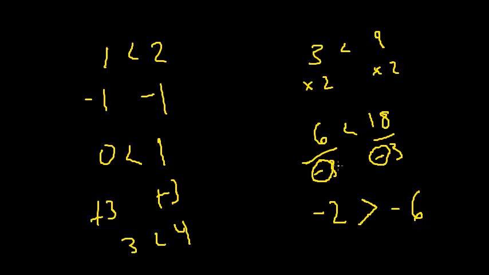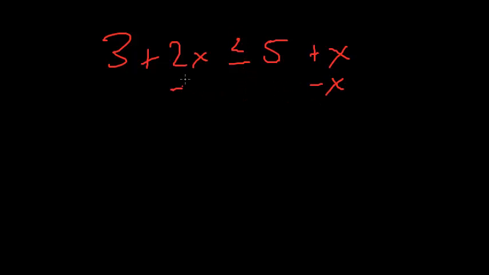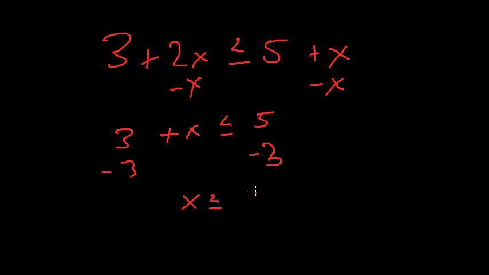Let's go ahead and solve 3 plus 2x is less than or equal to 5 plus x. Here again, I just want to solve this using our addition and multiplication properties. Same steps as before, get your like terms together. Since they're on opposite sides of the inequality, I'm going to subtract x from both sides to get those terms together. I have 3 plus x is less than or equal to 5. I subtract 3 from both sides, and I have x is less than or equal to 2.